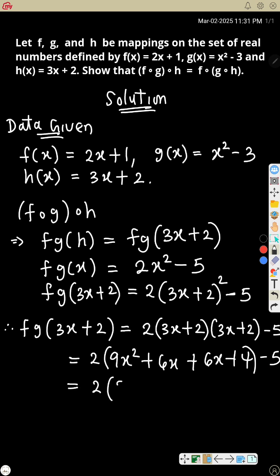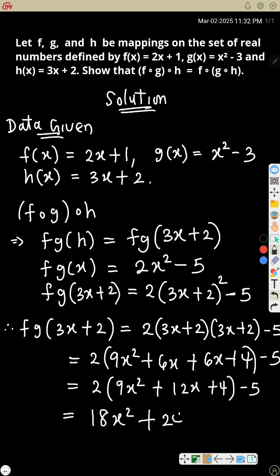2 brackets, 9s squared plus 12s plus 4 minus 5. So you use the 2 to open the brackets. We have 2 times 9, 18s squared, plus 24s plus 8 minus 5.